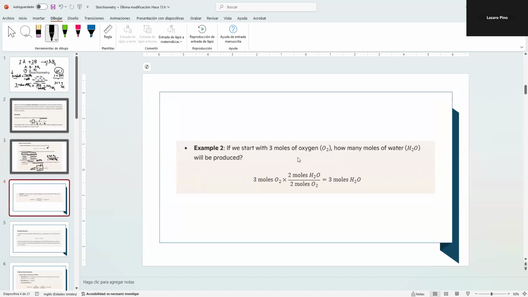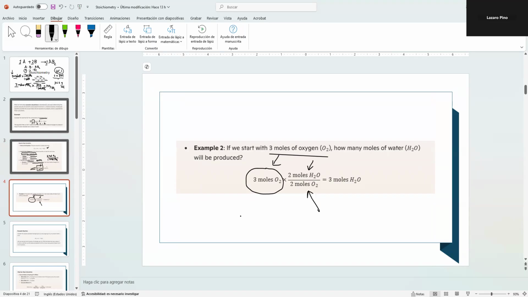Here you have another example. You want to know what is given. 3 moles of dioxin. This is what is given. Then you write here what is given, and you want to know the moles of water, of course. Moles of water is going to go up and moles of dioxin down.